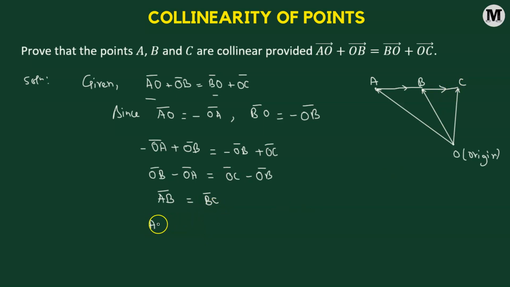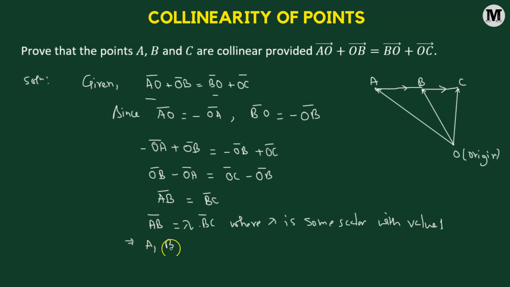This has the form AB equals lambda times BC vector, where lambda is some scalar with value equal to 1. That means we have the points A, B, and C are collinear. So this is a criterion for 3 points to be collinear. So we have successfully shown that A, B, and C are collinear points, provided AO vector plus OB vector equals BO vector plus OC vector.